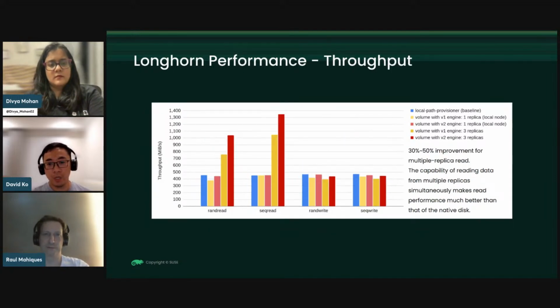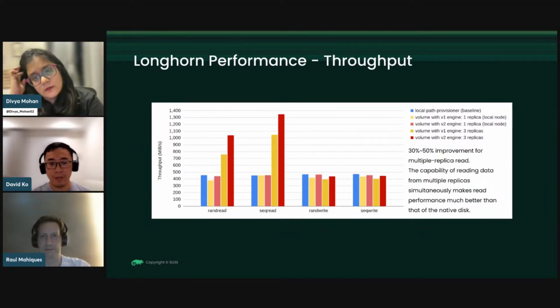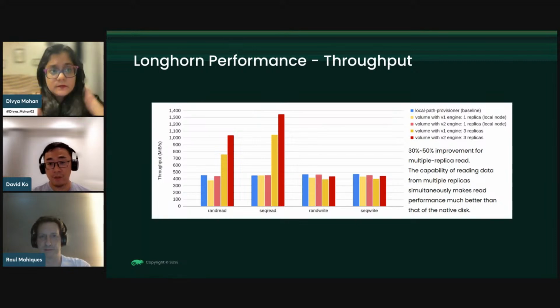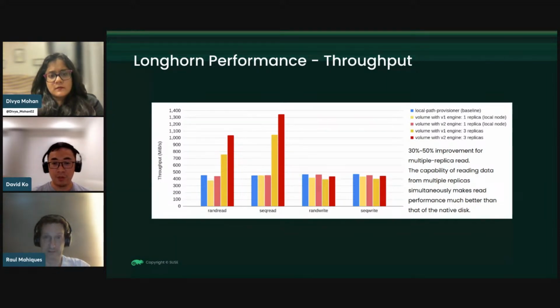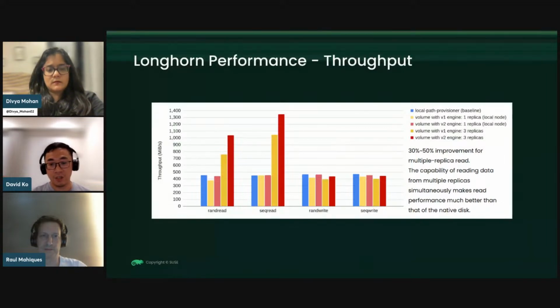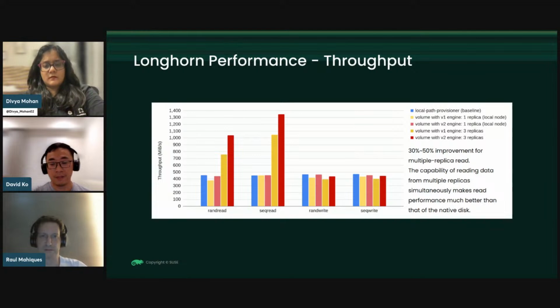And for the throughput, it's the same: you will see the red bar is V2. It still can achieve higher throughput than baseline and V1. For sure, it is better than baseline because it aggregates the throughput from the downstream replicas. So if you have more than one replica, it will aggregate. But in general, you will see the performance is pretty good.